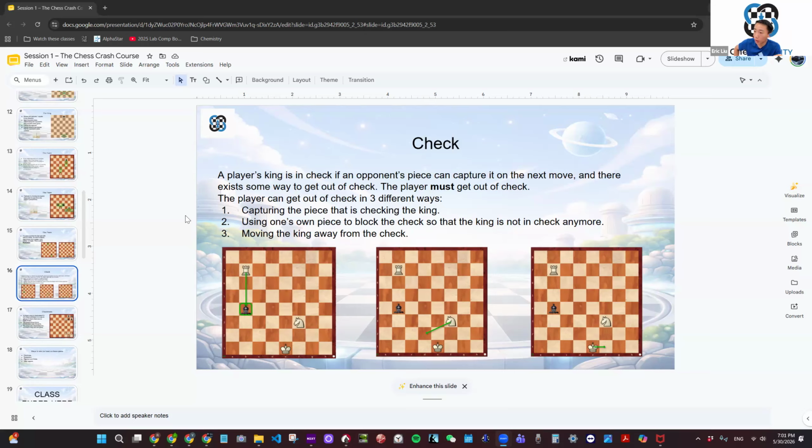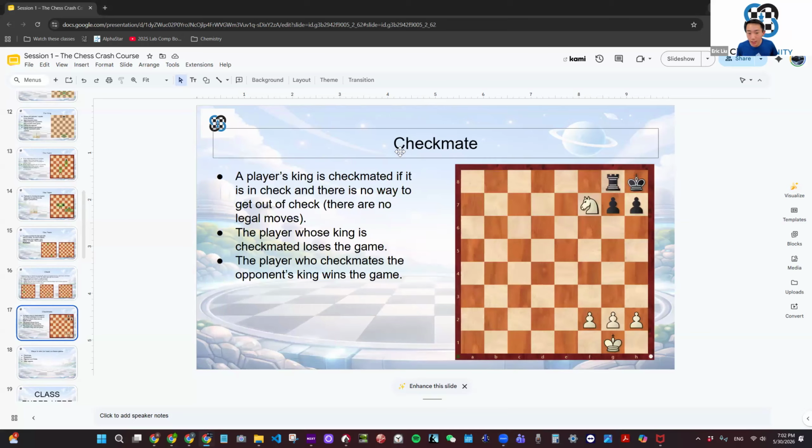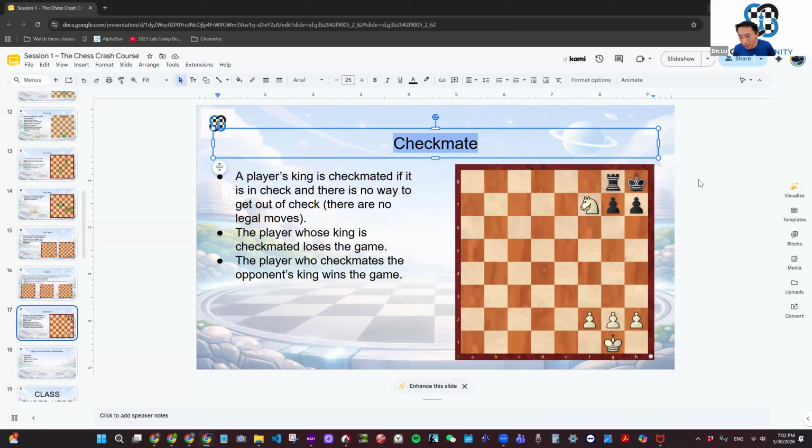And if a king is in check, it must get out of check in some way. It must. That's one of the rules of chess. And these are the three different ways it can get out of check. So, a natural question is, what happens if the king cannot get out of check? Well, then that's checkmate. If the king cannot get out of check, then the king is checkmated.